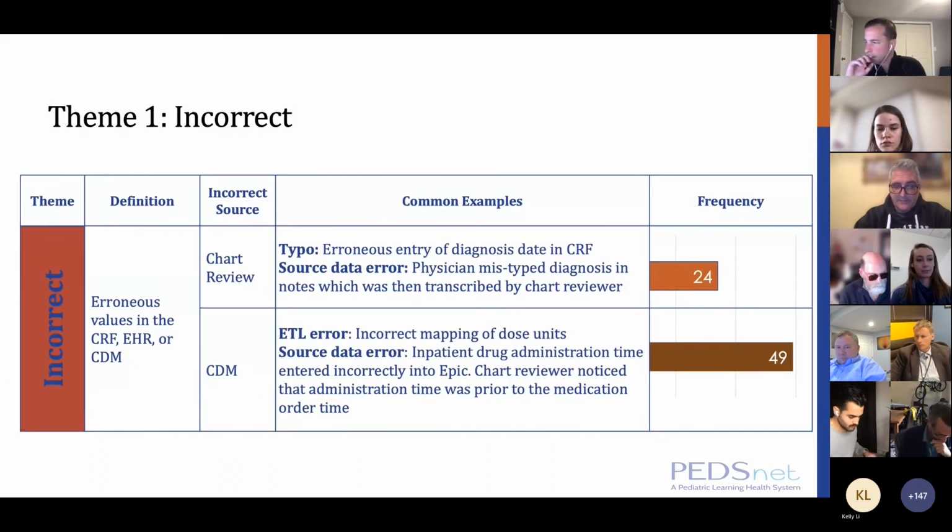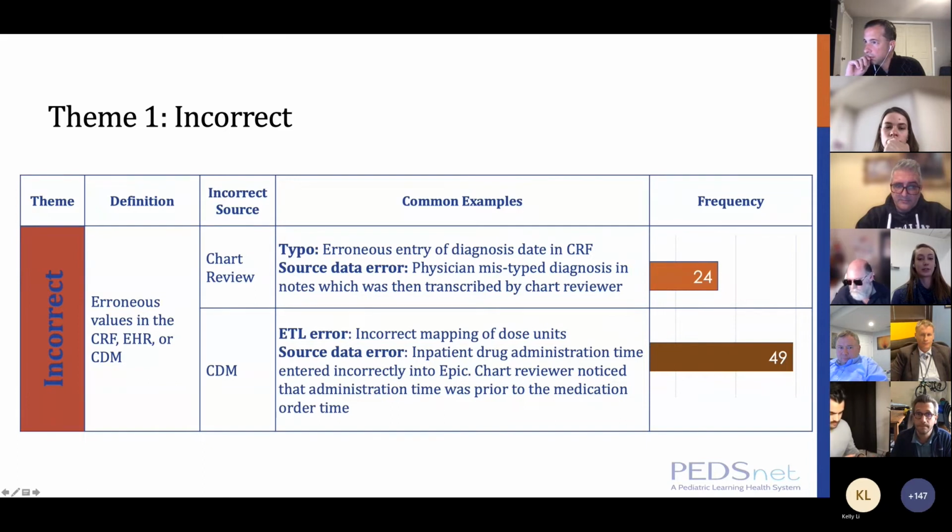So the first theme that we focused on was incorrectness. This was an erroneous value either in the chart review data or in the CDM. For example, in the chart review, that might mean a typo in the case report form. And in the CDM, that might mean a mismapping of units.